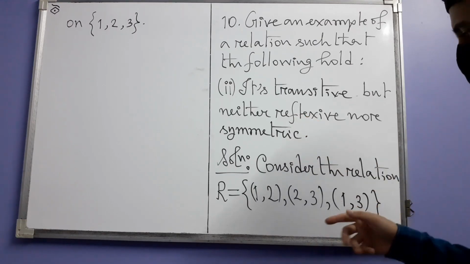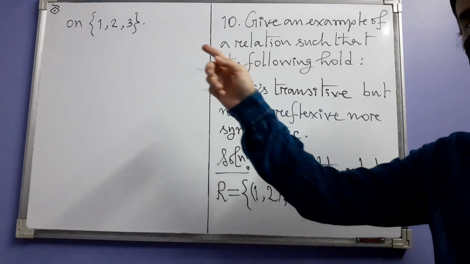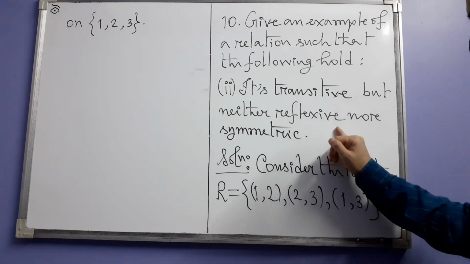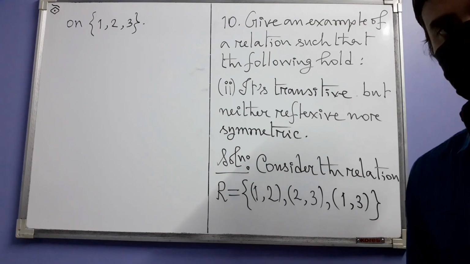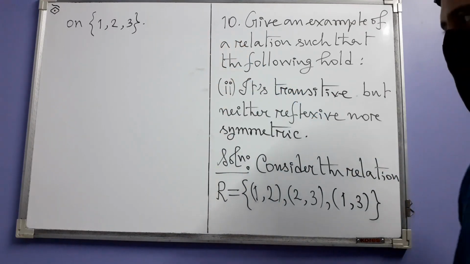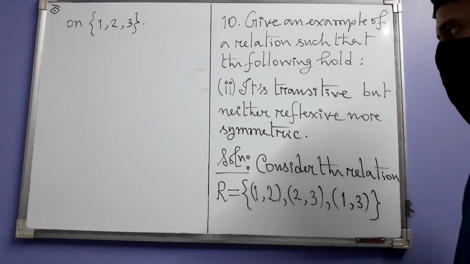It's not reflexive, you understand why. For example, you have the element 1 in the set, but (1, 1) is absent here. It's also not symmetric. You have (1, 2), but you do not have (2, 1). So you have to nicely write these things. So that is part 2. Next, let us see part 3.